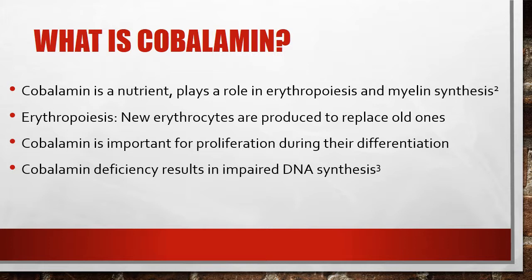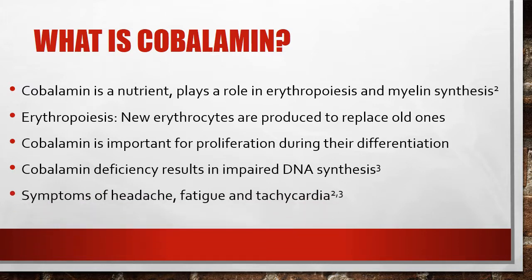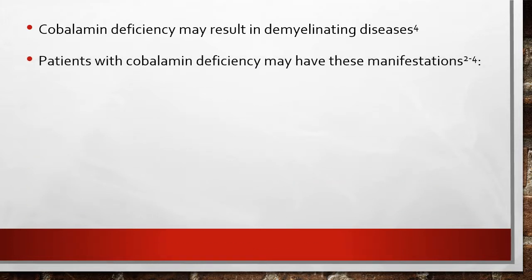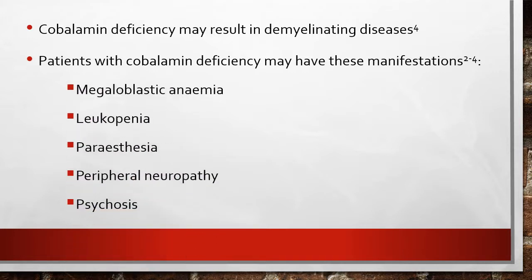This presents as headaches, tachycardia, and fatigue. Cobalamin also plays a role in the regeneration of myelin, where cobalamin deficiency will result in demyelinating diseases of the brain and spinal cord. For these reasons, patients with cobalamin deficiency may have the following neurological and hematological manifestations: megaloblastic anemia, leukopenia, paresthesia, peripheral neuropathy, and also psychosis.